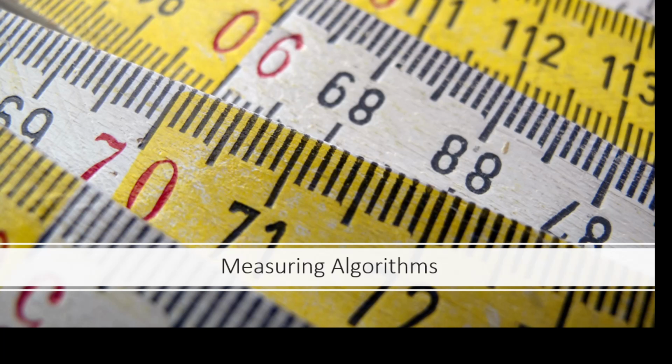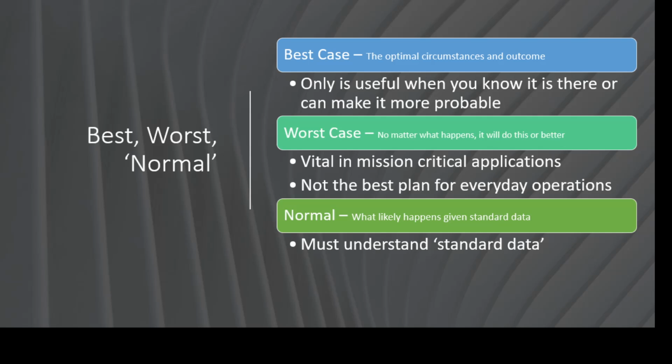So let's take a look at how we measure algorithms, because I hinted at this in the previous video, but it's important to understand we need to consider algorithms at three levels typically. It's best case, it's worst case, and then the normal operations of what's happening in between.